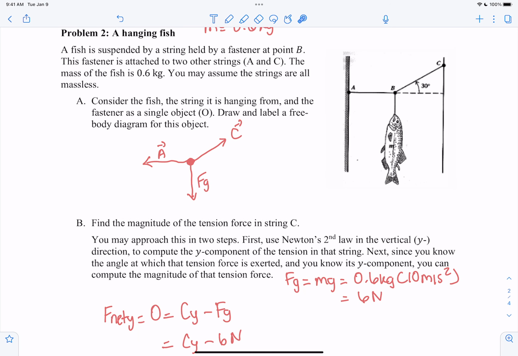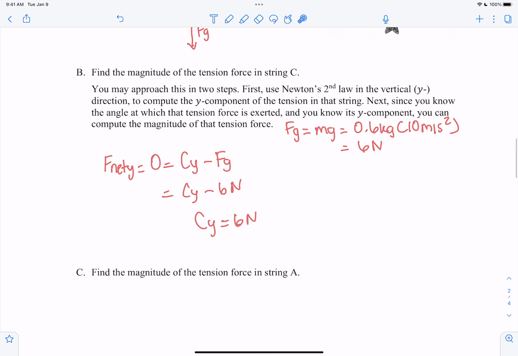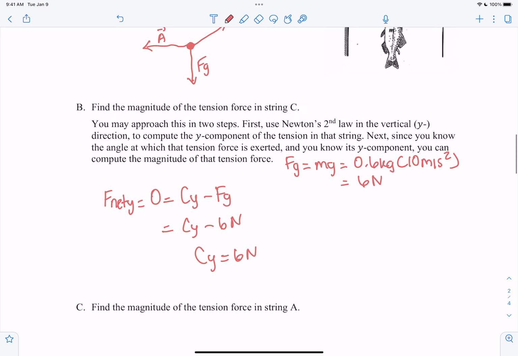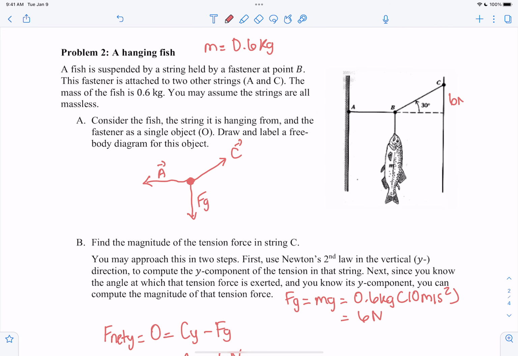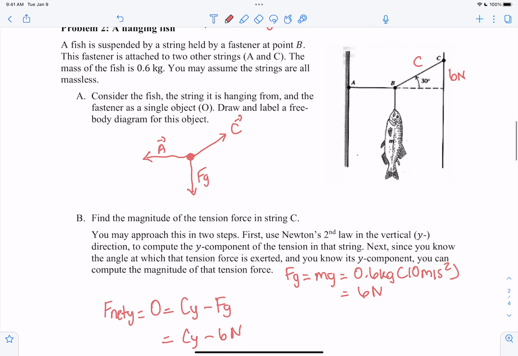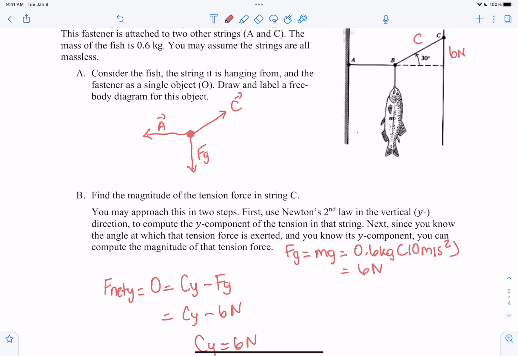It's just that the whole FTCY, FTCX is a bunch of jumbled terms. But that's the Y component of the tension force in string C. So if we want to figure out the magnitude of the overall string C, we can use trig again. So if this is 6 newtons, this is C. We have this 30-degree angle there. What trigonometric function can we use to figure out the overall magnitude of the tension force in string C?